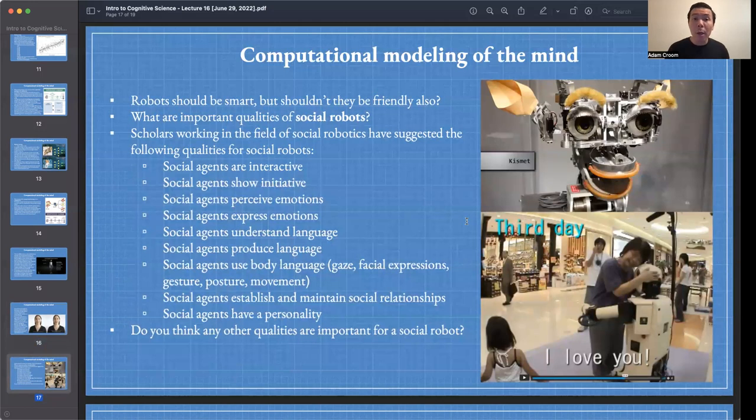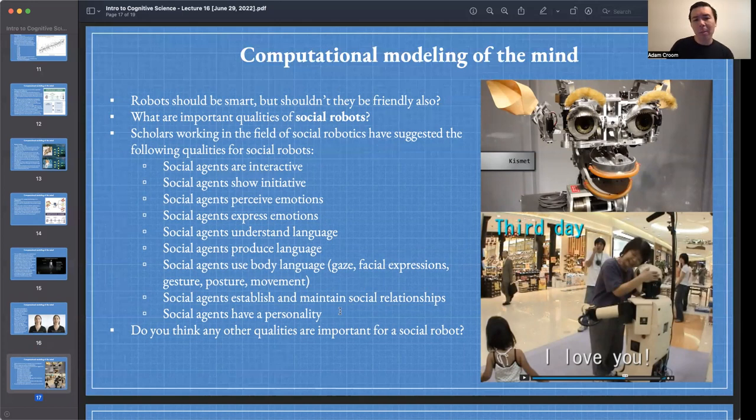Social agents also understand and produce language. So we need our robots to understand the utterances or commands that we produce, as well as produce their own utterances and commands. And social agents use body language, such as gaze, facial expressions, gesture, posture, and movement. And we see Kismet has many component parts that move, eyebrows, mouth, and so on.